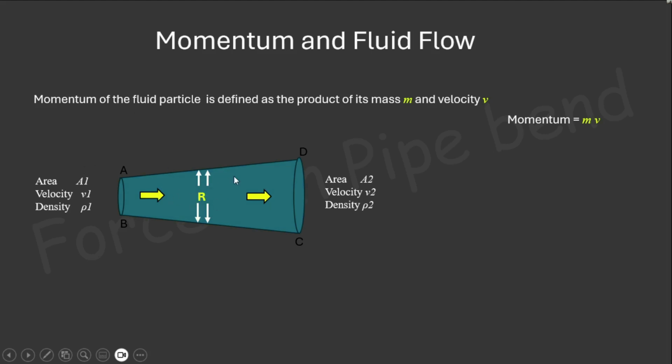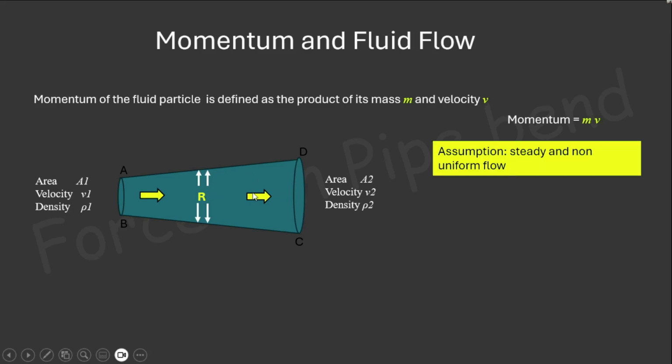So to determine the rate of change of momentum of this fluid, consider this control volume ABCD. We have to assume that the flow is steady and non-uniform. In that condition, the continuity equation is valid, that is, mass inflow equals mass outflow. So rho1 v1 A1 equals rho2 A2 v2 equals m.